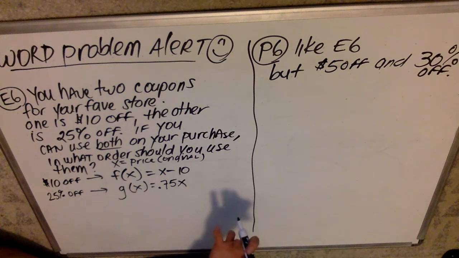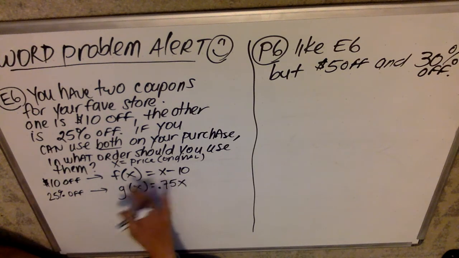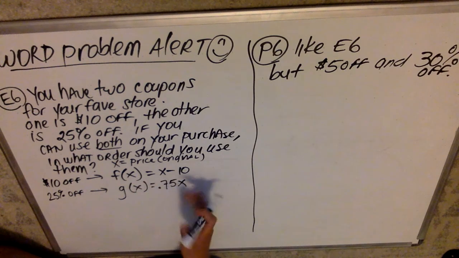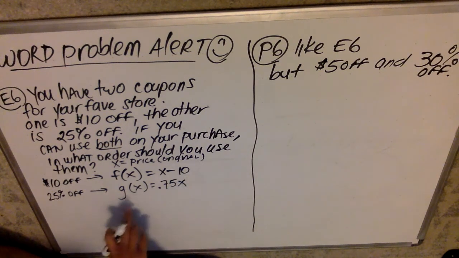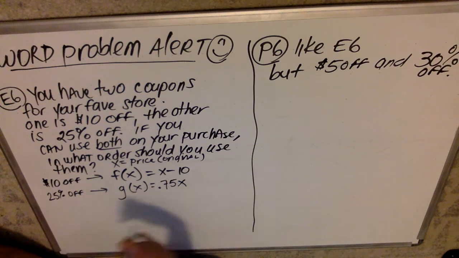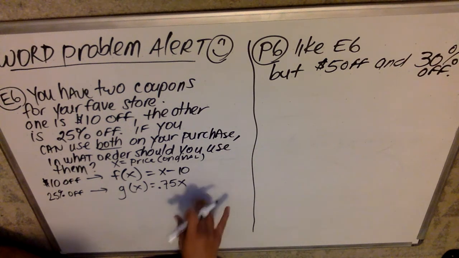An easy way to see that this works is just test these out with an easy number. Let's say the item you were going to buy was $100. If you were going to buy a $100 item and you plug in 100 to f of x, f of 100 should be 90 because you were going to buy a $100 item and you took $10 off, and f of 100 is 90. g of x should be $75 because if you were going to buy a $100 item and you're not paying 25%, you are paying the other 75%, which would be $75. So both of these work.